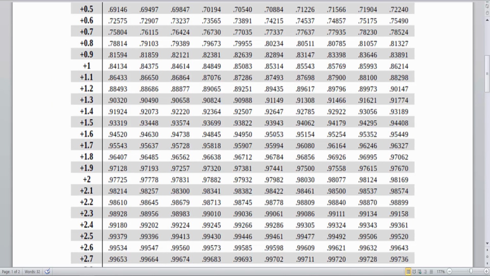Okay, so here's what I found. I found a 9503 and a 94950. It looks like 1.64 is just a little bit closer than this one here. This one seems to be 3 off. This one seems to be 5 off. So this is going to be 1.64. That seems to be my value here.